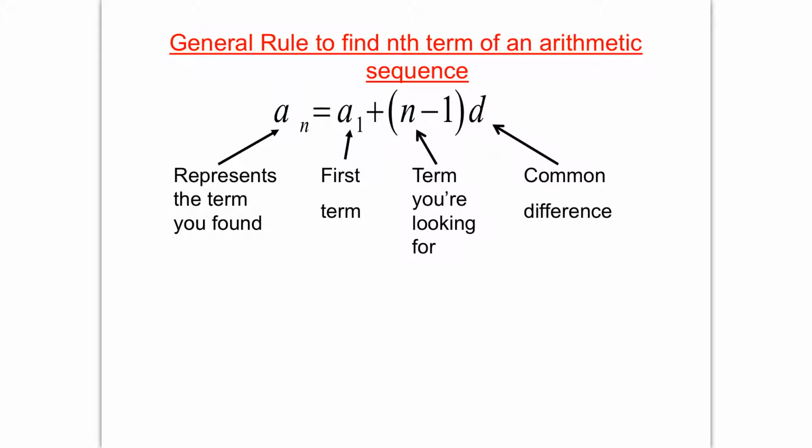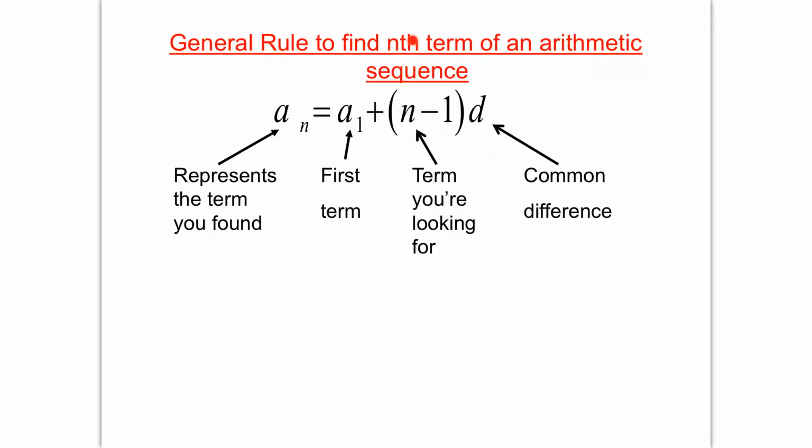Now that you know what the common difference in a sequence is and what's happening to the terms by using the common difference, we can look at a general rule to find any term in an arithmetic sequence. Notice that on the top here it says nth: the general rule to find the nth term of an arithmetic sequence.